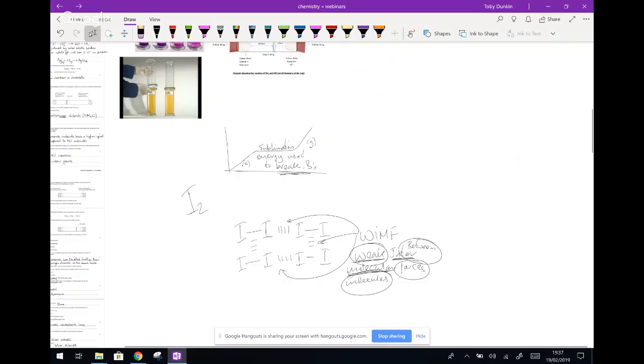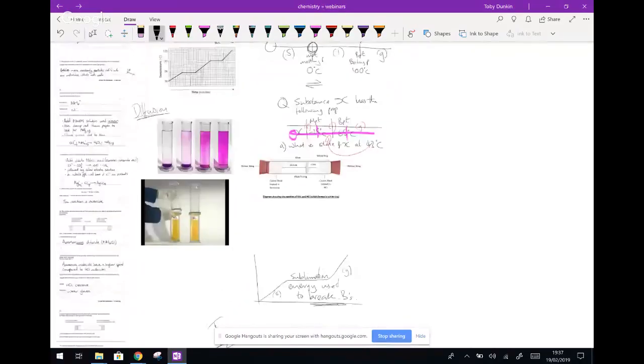Same thing with carbon dioxide. The WIMPs are very weak. So a small amount of heat and it changes.